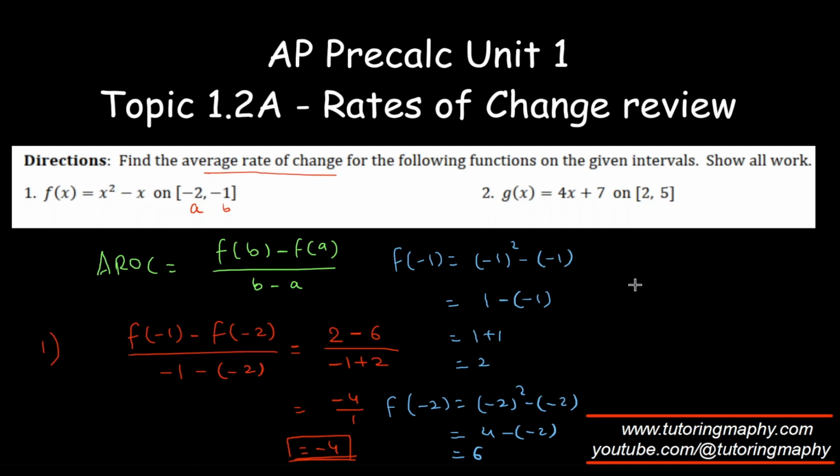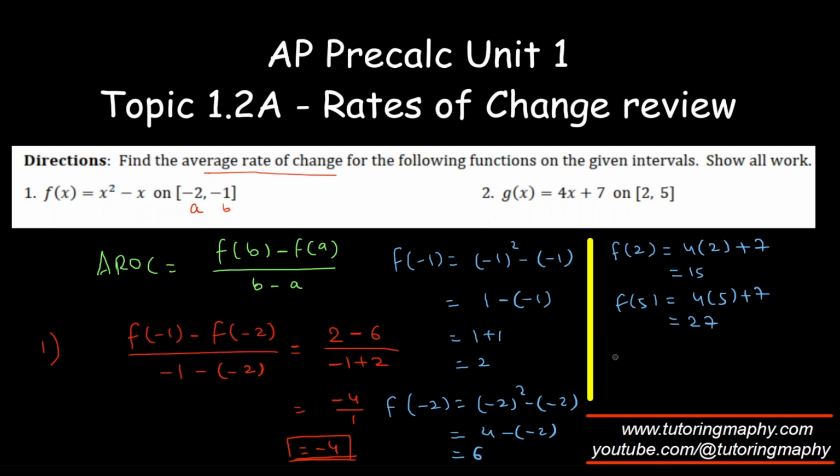Okay. Pretty much similar in question 2 as well. Right off the bat, I'm going to first find f of 2. F of 2 is going to be 4 times 2 plus 7. 4 times 2 is 8, 9, 10, 15. And f of 5 is going to be 4 times 5 plus 7. 5 times 4 is 20, 27.